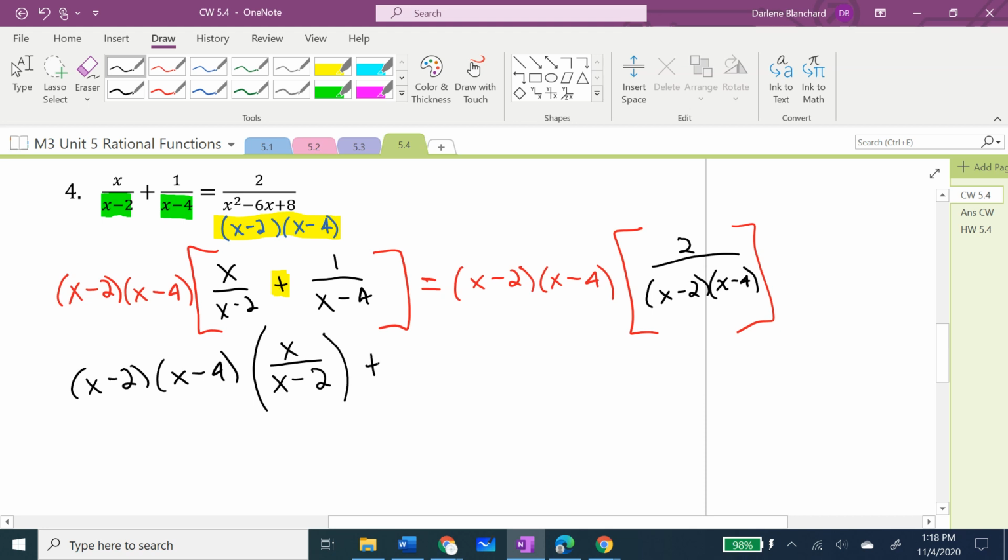So this plus sign, and I want to emphasize it, I'm still multiplying the left side out.